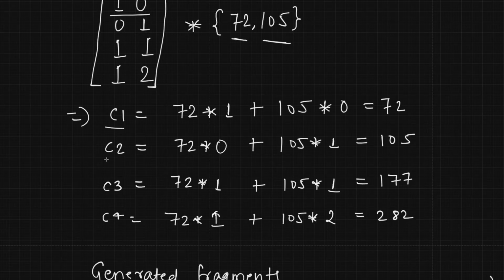Similarly, the second fragmented data will be 72 into 0 plus 105 into 1, which gives me 105. C3 is 72 into 1 plus 105 into 1, and here I will get 177, and C4 will be generated as 72 into 1 plus 105 into 2, which will be 282.